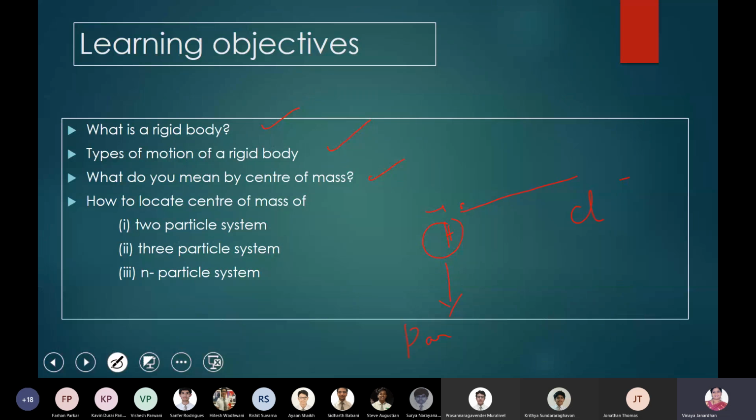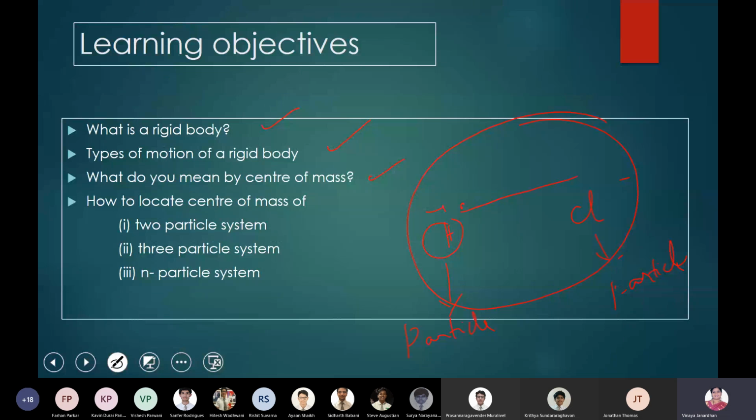This is a system, and the system has 2 particles. This is the basic system which has 2 particles separated by a certain distance. Where is the center of mass going to lie? You are going to learn to locate the center of mass of a 2-particle system, of a 3-particle system, and of an n-particle system. So this is what you are going to learn.